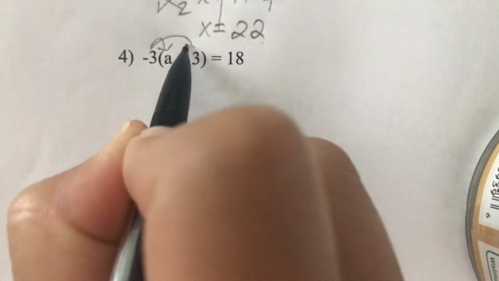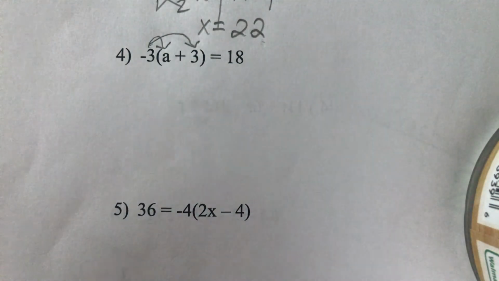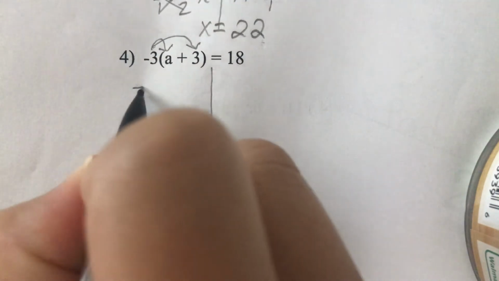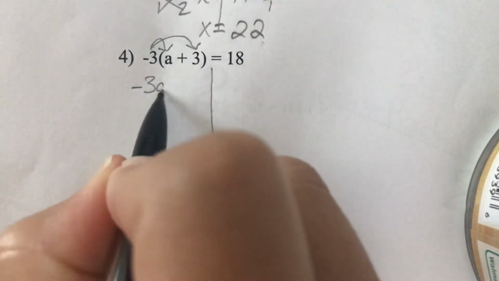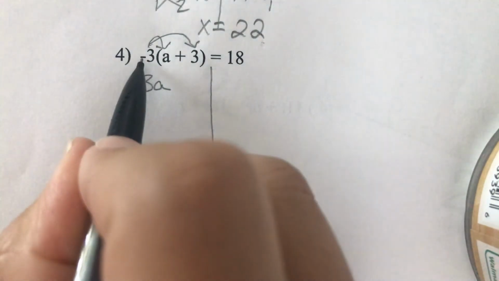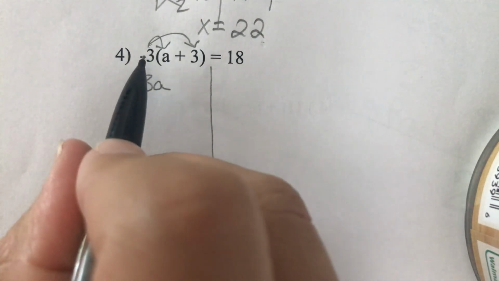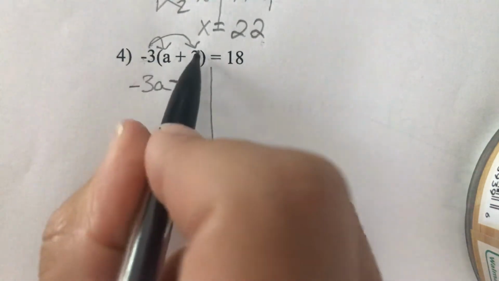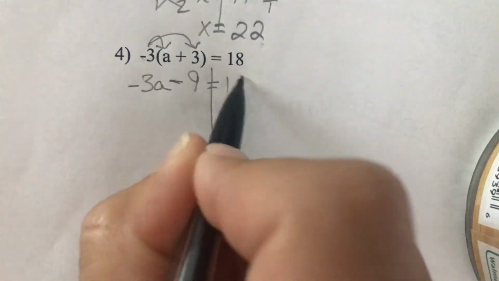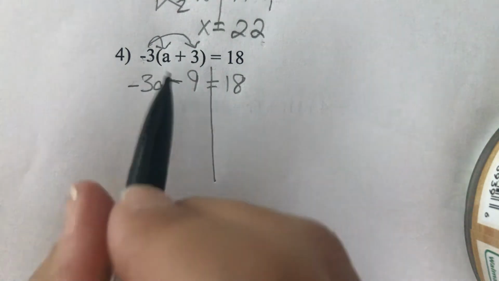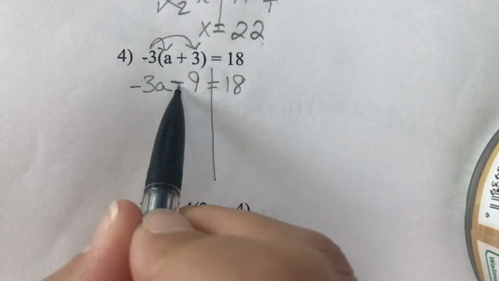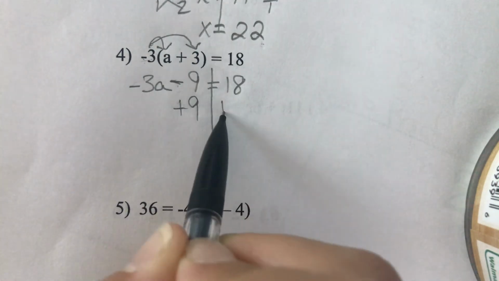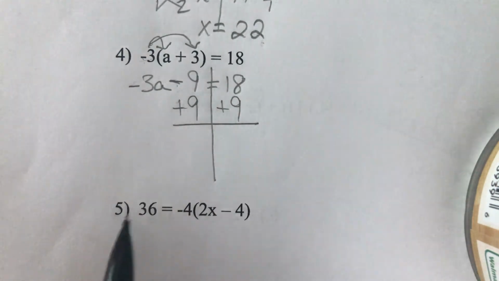So step 1, distribute. -3 times a is -3a. All right, we've got a negative out front. Negative times a positive is a negative. 3 times 3 is 9. So now we have a subtraction in here. We do the opposite. So we add 9.